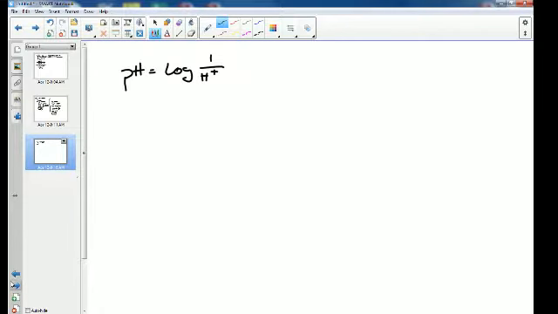Have you seen that formula before? Nope. Okay, pH is the calculation of log 1 over the concentration of hydrogen ions, H plus, yeah, because hydrogen ions are positively charged, right?